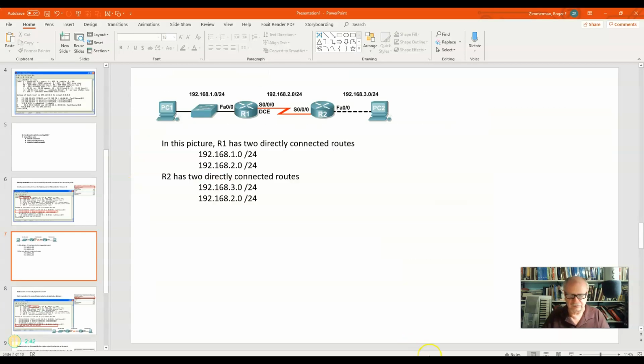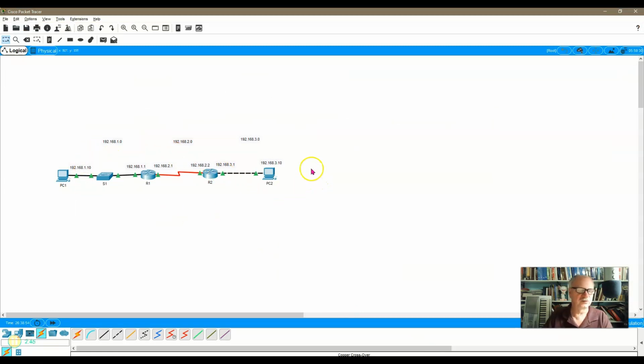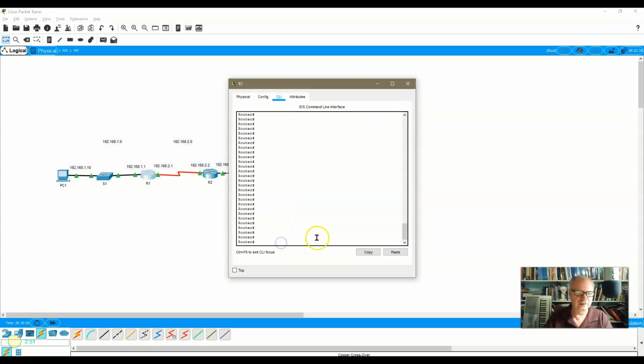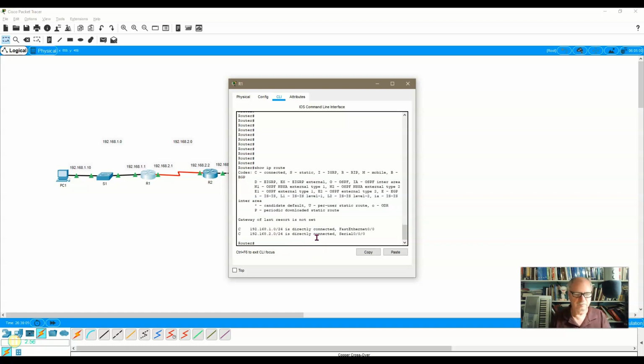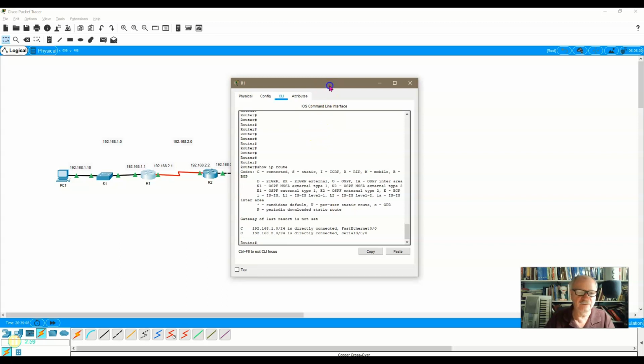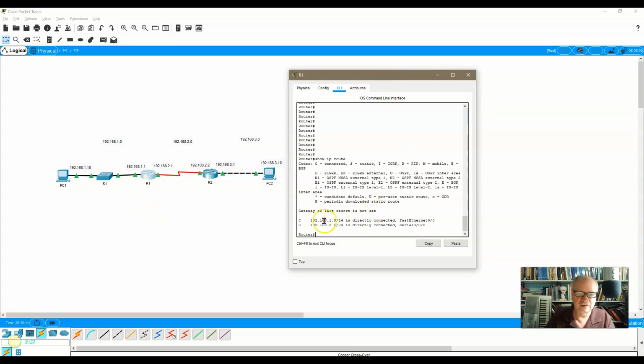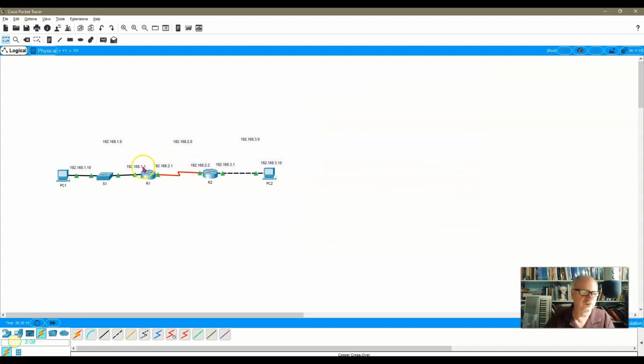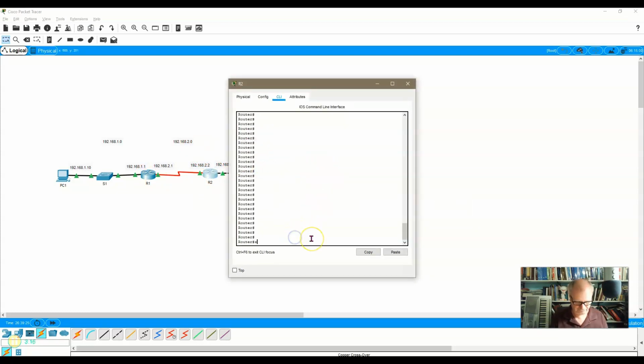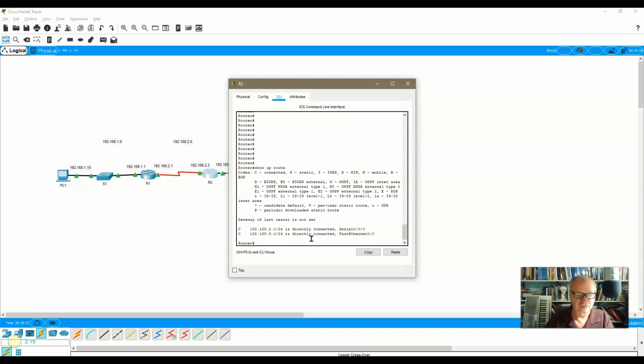I actually have one of these set up in Packet Tracer. It looks just like this. I'm going to call up router number 1 here, and let's just type show ip route. And here's the routing table, and sure enough, you can see that it has 2 directly connected routes, the 1.0 network and the 2.0 network, because it can see 1.0 and 2.0. This one over here should only be able to see the 2.0 and the 3.0 network. Sure enough, the 2.0 and the 3.0 are directly connected.